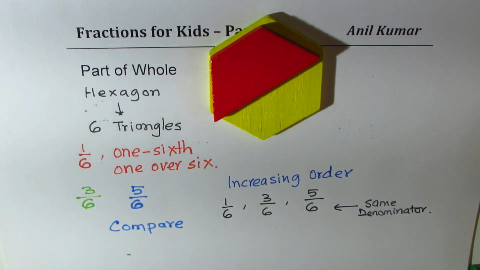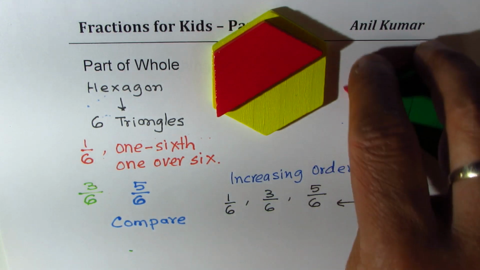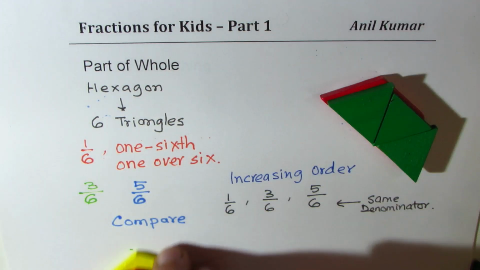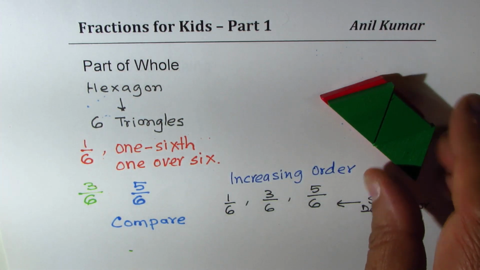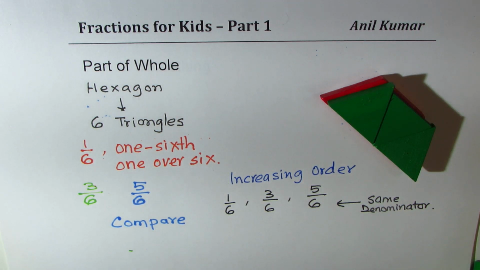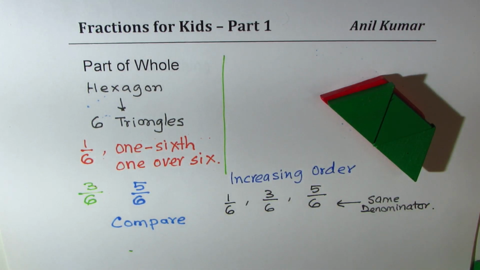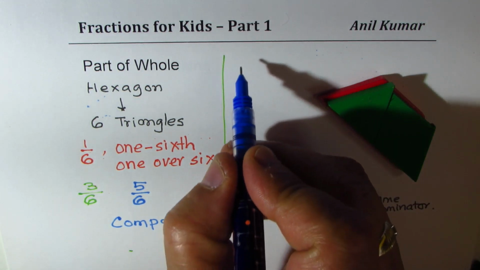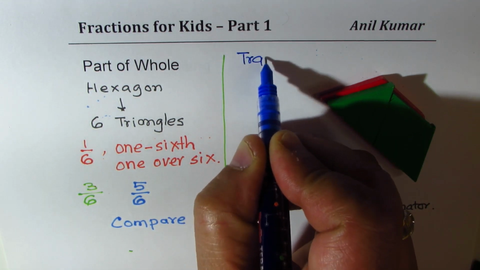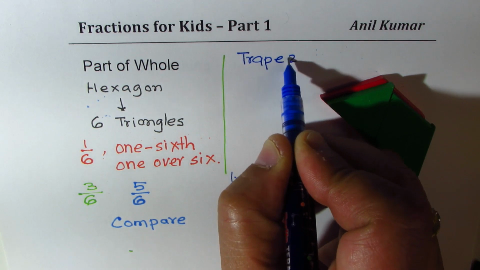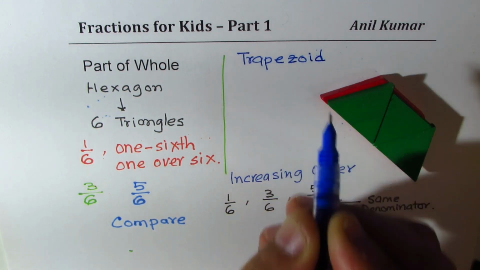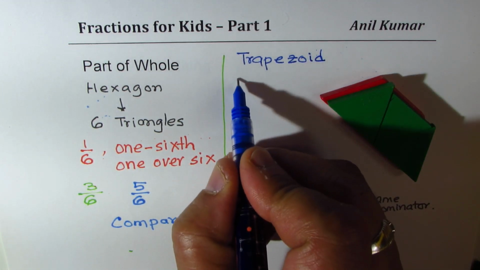Now here is a test question for you. I have a block which I divided into 3 equal parts. So what I've done here in this particular case is that we have a trapezoid, right? So we have a trapezoid, and what we did, we divided into 3 triangles.